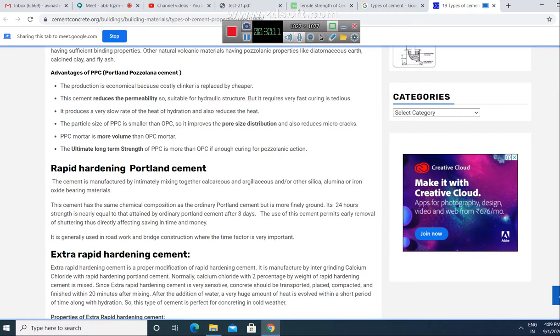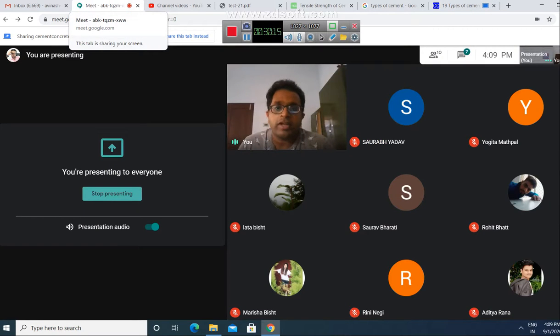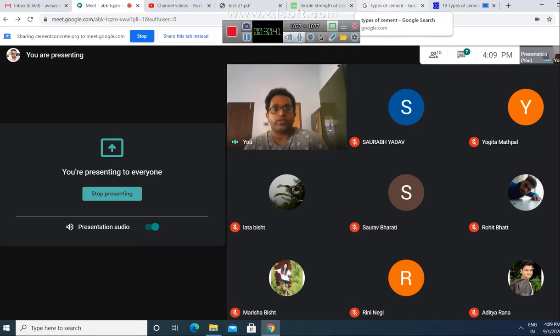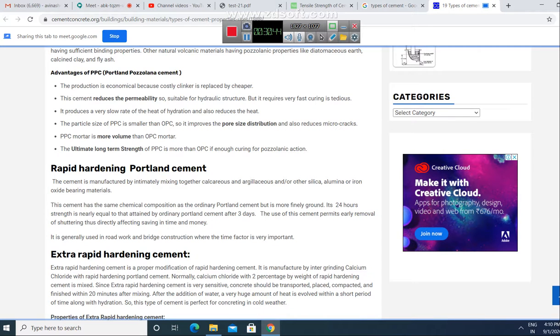So in some cases, you may know what is meant by shuttering. If you are having a concrete work, you will be preparing a formwork for concrete, that is known as shuttering. So in some concrete works, it may be required that the shuttering should be removed at a very faster rate, or you need to remove the shutter early. So the early removing of shuttering will be possible if you are going for the use of rapid hardening cement instead of an ordinary Portland cement.